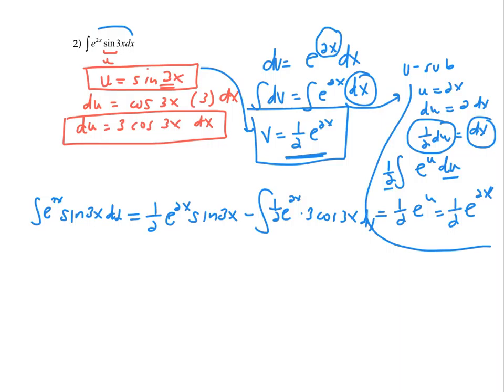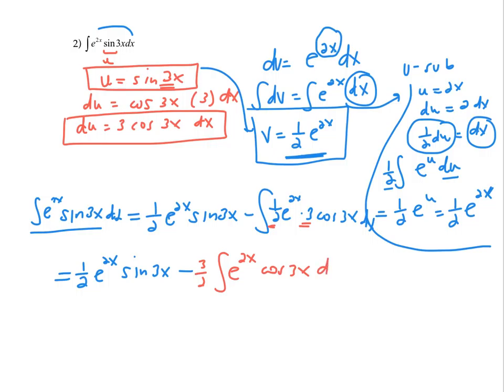Okay, we're going to have to get this cleaned up. I'm going to just leave this off for now because I need more room to work here. So we have 1/2 e to the 2x sine of 3x, minus, now we're going to bring a constant out in front. So I know I could bring this 1/2 out in front, but I also have this 3. So what I'm going to bring out in front is the fraction 3 over 2. And then we have the antiderivative of e to the 2x cosine 3x dx.